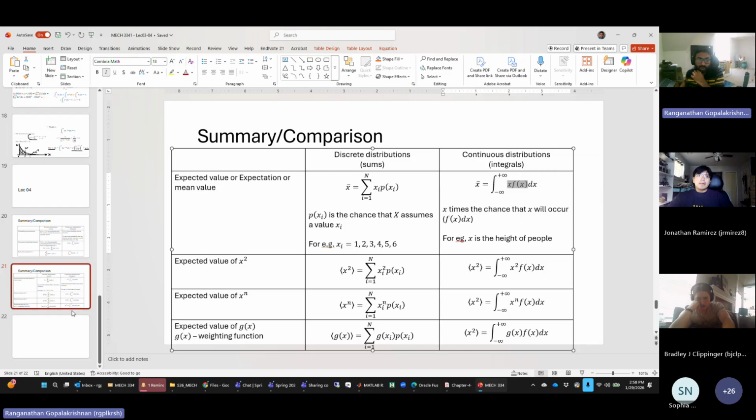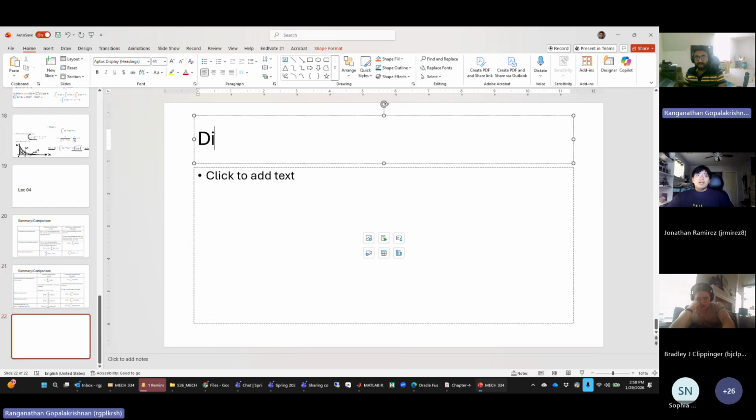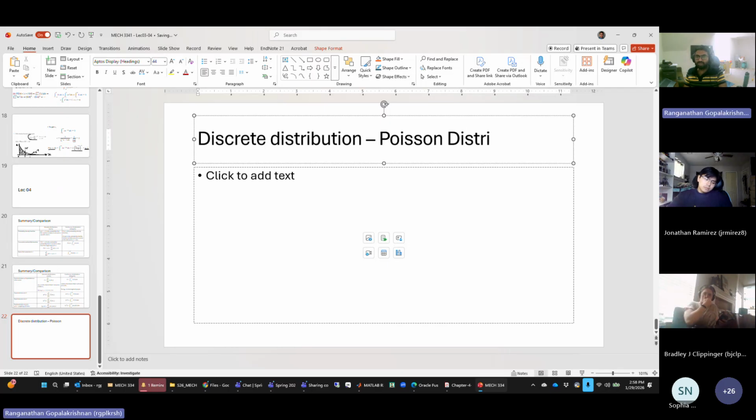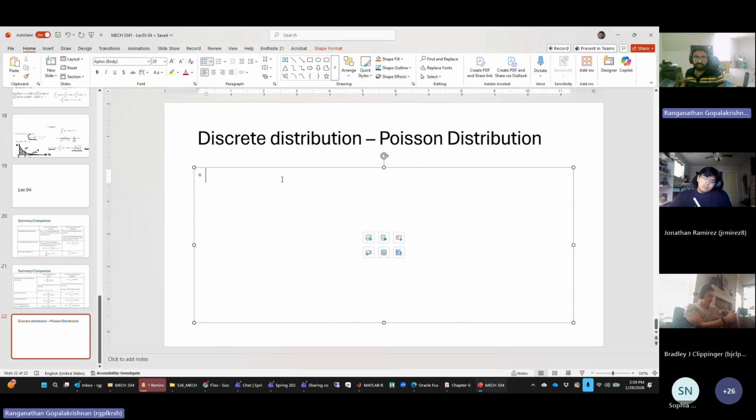So what we are going to see next is a discrete distribution, specifically called the Poisson distribution, which is quite interesting and something that I really like using in my work. I'll tell you why. This is covered in section 5.2.